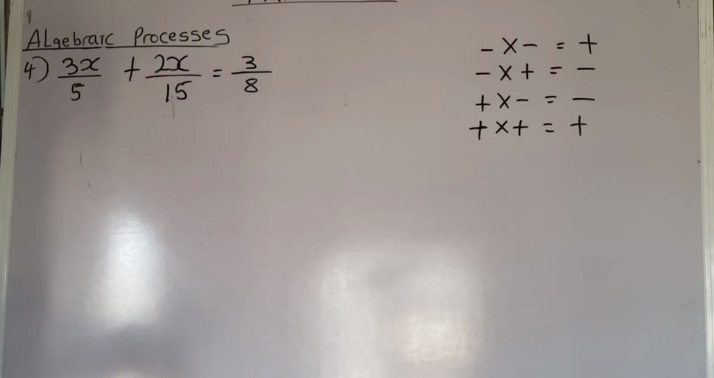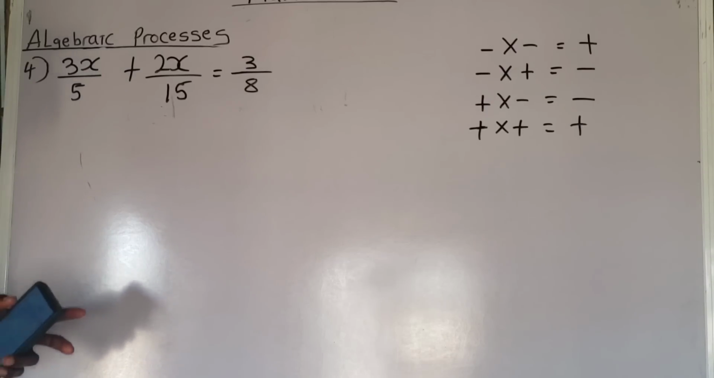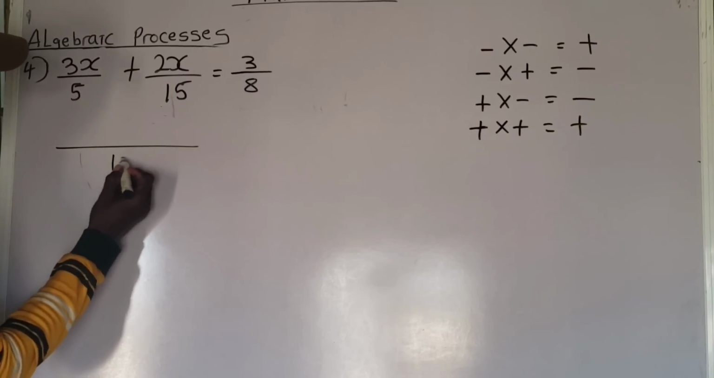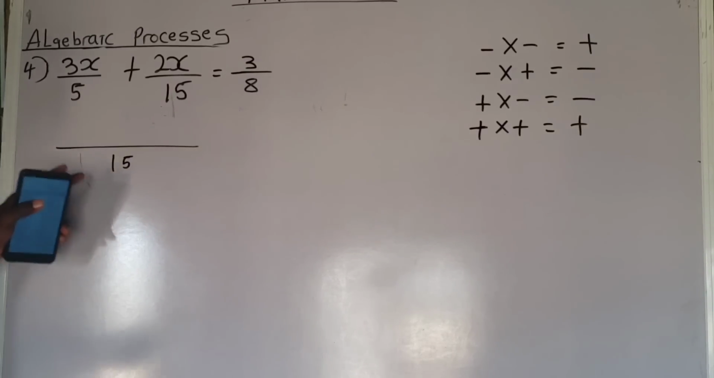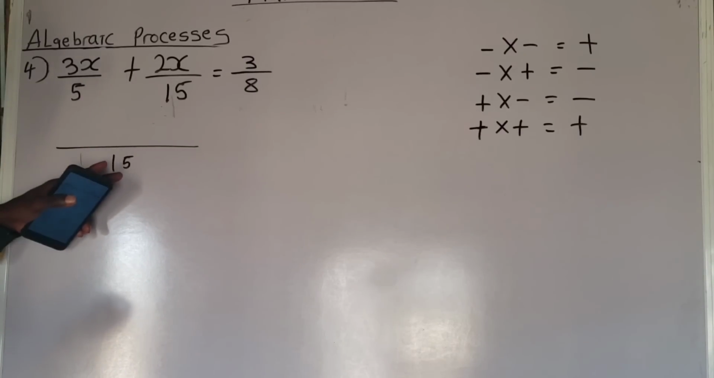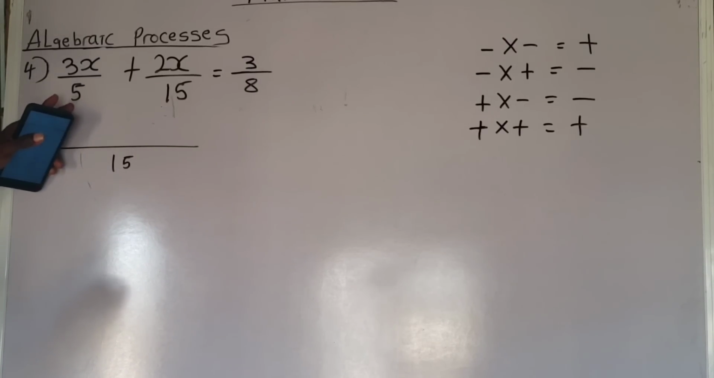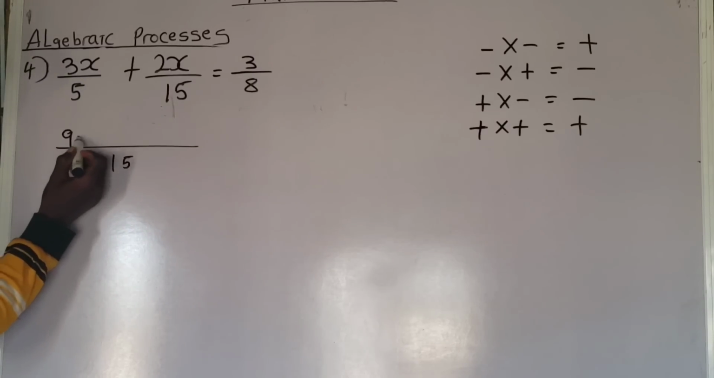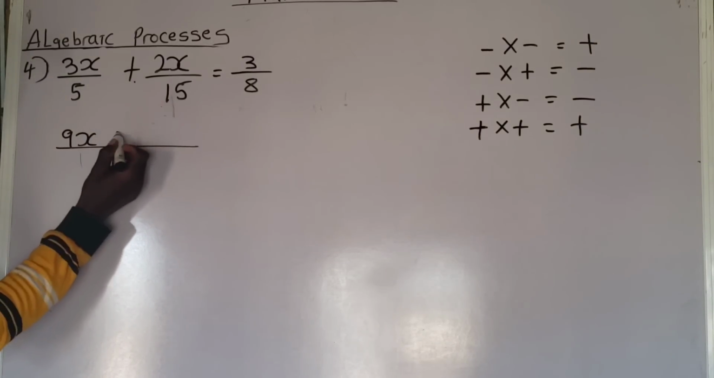The LCM here is 15. You understand? Because that is the lowest number which is divisible by both 15 and 5. So the LCM is 15. Now 15 divided by 5, that is what? 3. Okay, 15, which is the LCM, divided by 5, that is 3. 3 multiplied by 3x, that is what? 9x. Okay, 9x. Then this time you put it there.